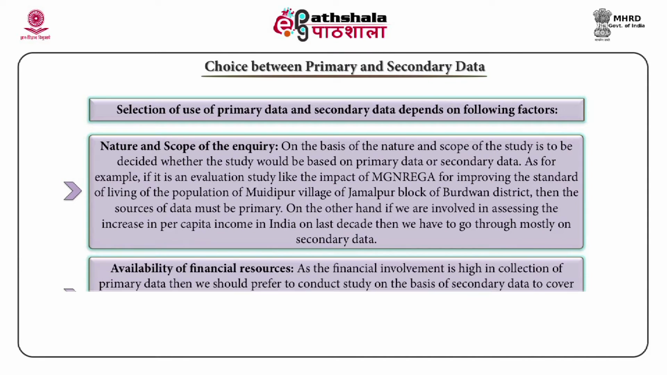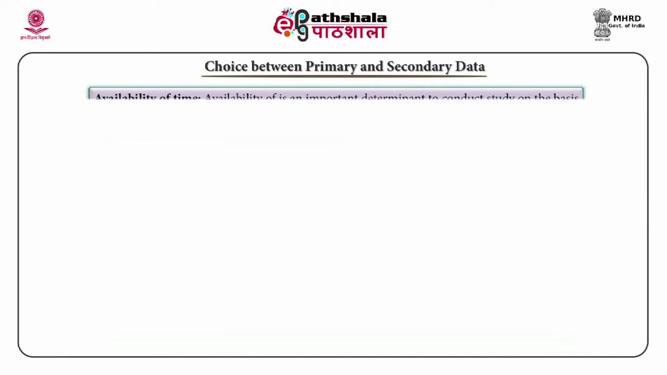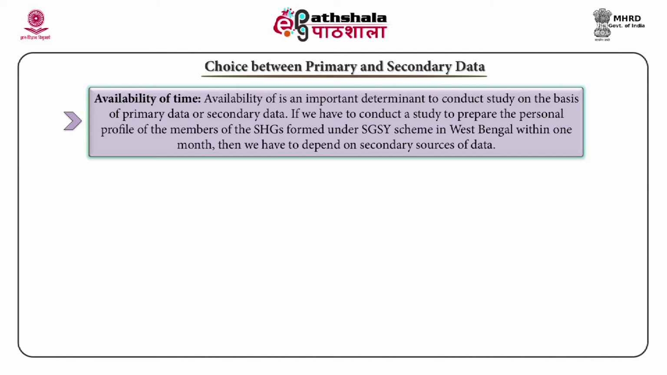Next, availability of financial resources. As the financial involvement is high in collection of primary data, we should prefer to conduct the study on the basis of secondary data to cover a vast area where the financial support is less. Availability of time is an important determinant in deciding whether to conduct a study on the basis of primary data or secondary data.